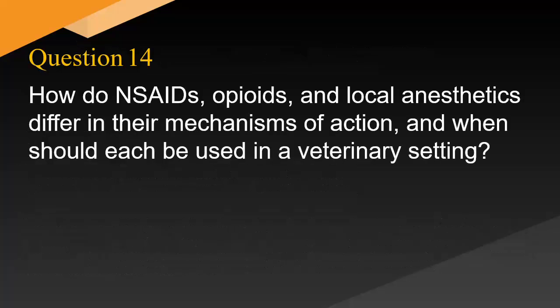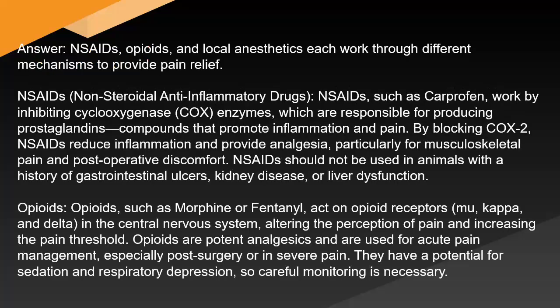How do NSAIDs, opioids, and local anesthetics differ in their mechanisms of action, and when should each be used in a veterinary setting? Answer: NSAIDs, opioids, and local anesthetics each work through different mechanisms to provide pain relief. NSAIDs, non-steroidal anti-inflammatory drugs. NSAIDs, such as carprofen, work by inhibiting cyclooxygenase (COX) enzymes, which are responsible for producing prostaglandins, compounds that promote inflammation and pain. By blocking COX-2, NSAIDs reduce inflammation and provide analgesia, particularly for musculoskeletal pain and postoperative discomfort.